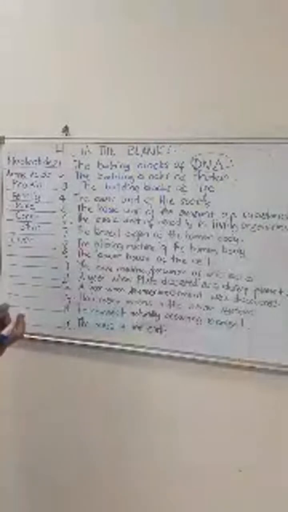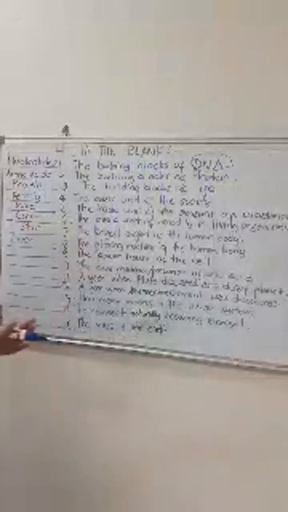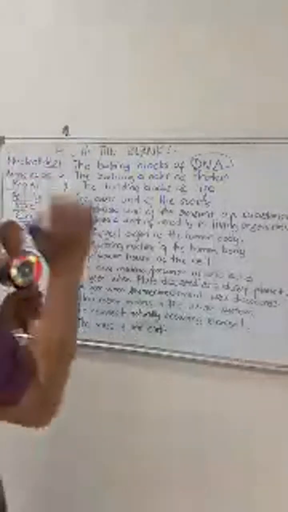Number nine, the powerhouse of the cell. So our body is composed of billions and trillions of cells. Without cells, we will also die. Okay, this is the mitochondria.